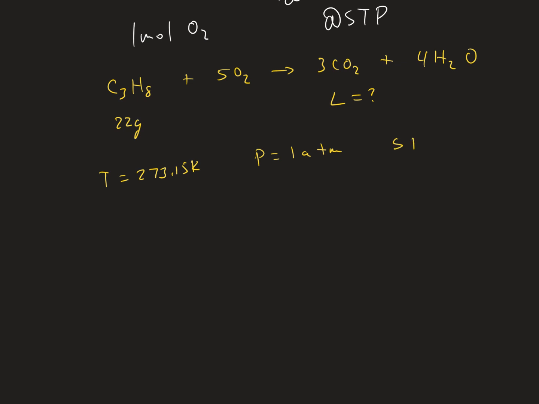STP. We have to know that. Sometimes it'll tell us STP. In this case, it doesn't tell us it's STP. The standard temperature is 0 degrees Celsius or 273.15 Kelvin, and pressure is 1 atm or 760 millimeters of mercury. All right. So this is at STP.